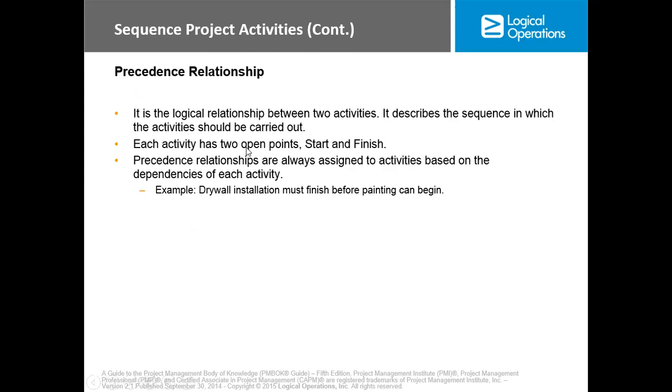Now, each activity has two open points, start and finish, and the precedence relationships are always assigned to activities based on the sequence and the dependencies of the activities. Example, drywall installation will finish before painting can begin. Okay.